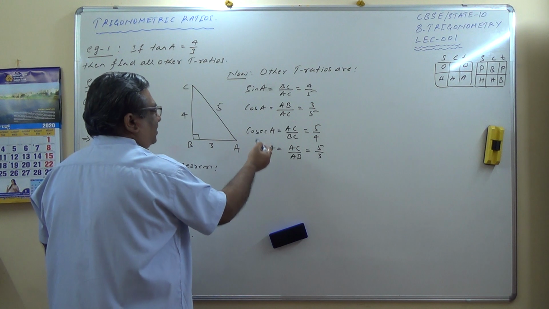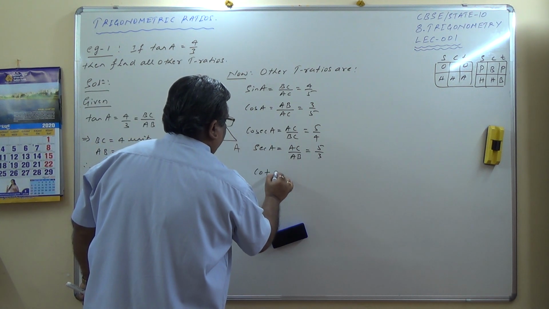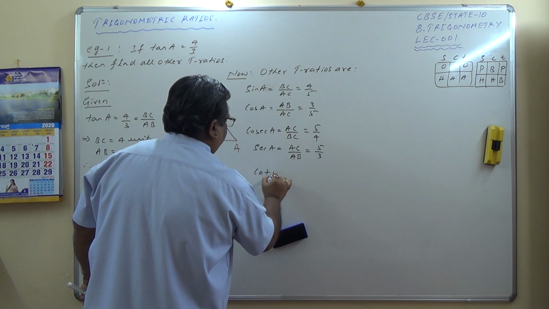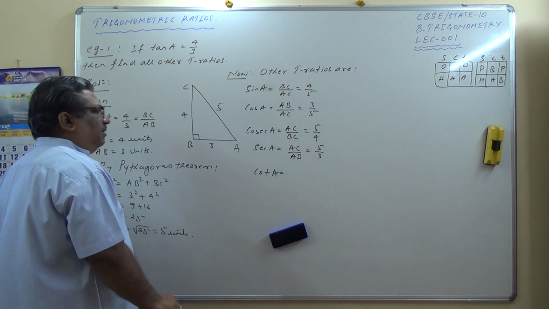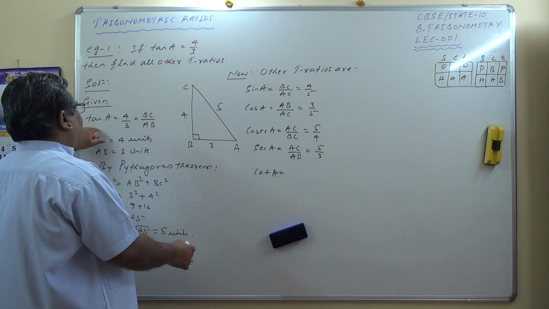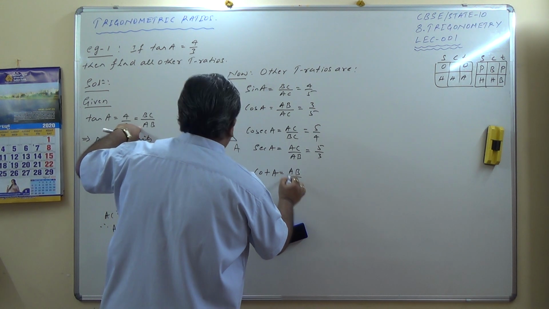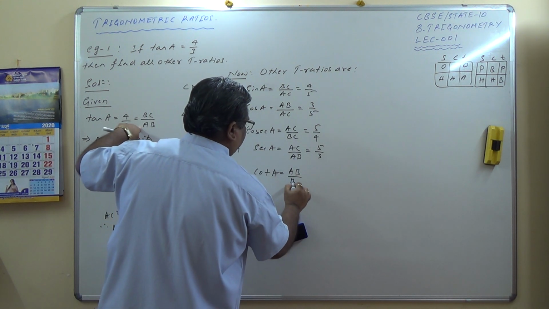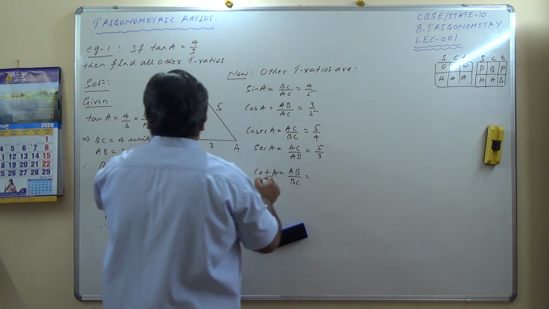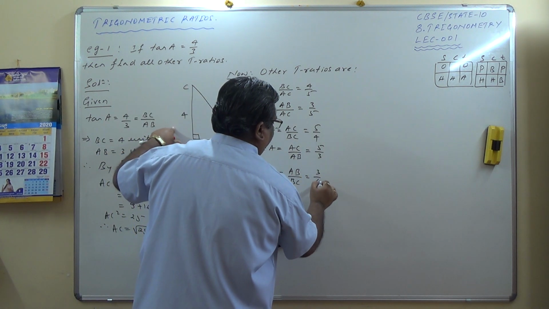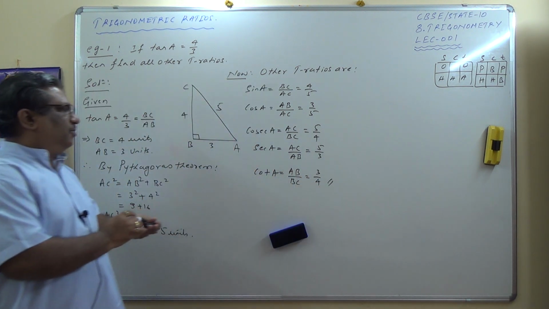Sine, cos, cosec, sec, cot. Cot of A, cot is cotangent. So cot of A is the reciprocal of tan, which is AB by BC, adjacent by opposite, which is 3 by 4. So these are the trigonometric ratios.